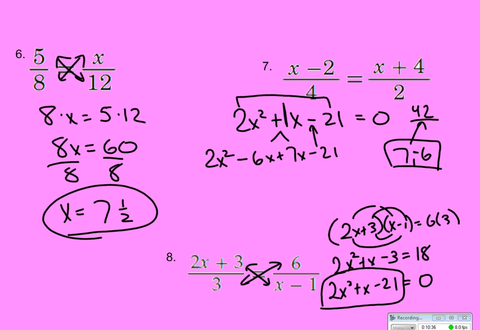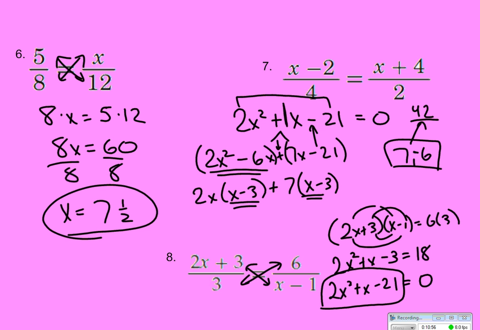So now, I box the first two, box the second two, leave the addition alone, and here's what I do. What's in common here? Well, 2x. I'll be left with x minus 3. What's in common here? 7. I'll be left with x minus 3. So now, since these two are the same, I can say, well, that's nothing more than this times this.